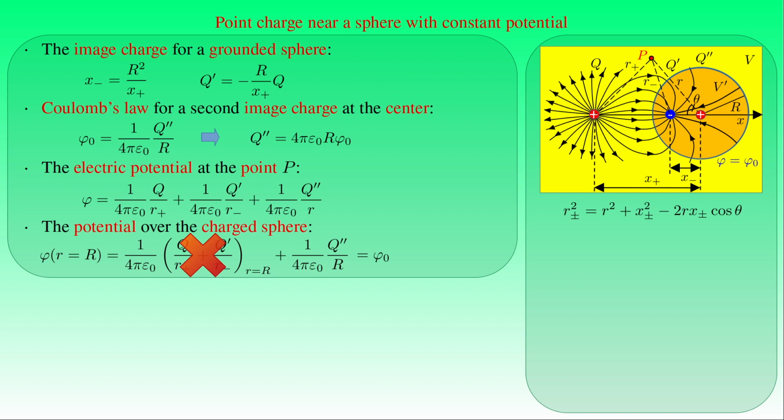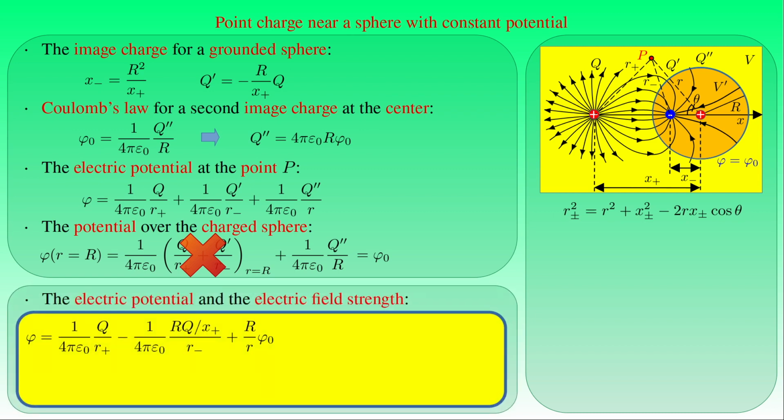We can also insert the expressions obtained for the image charges q prime and q double prime into the second and third terms of the electric potential phi. Again, the result shows that the potentials of the grounded sphere and this sphere only differ in the last term, here capital R over R times phi naught, representing the contribution of the second image charge.